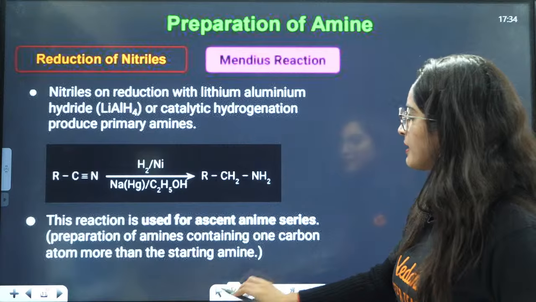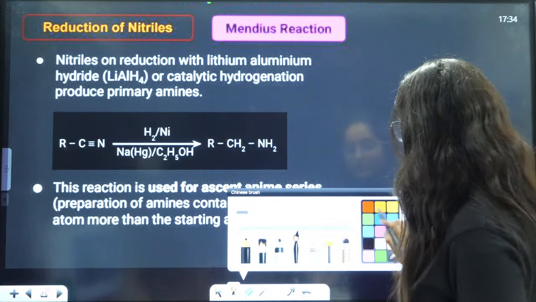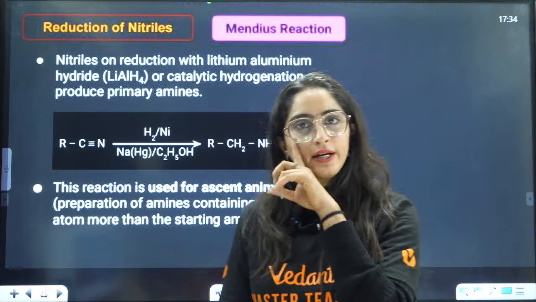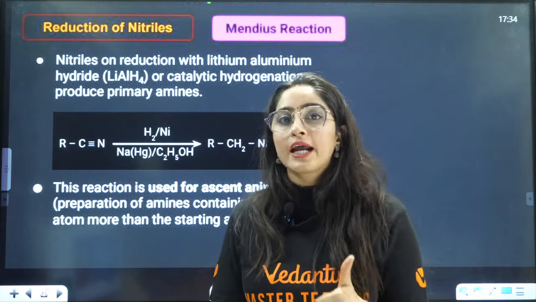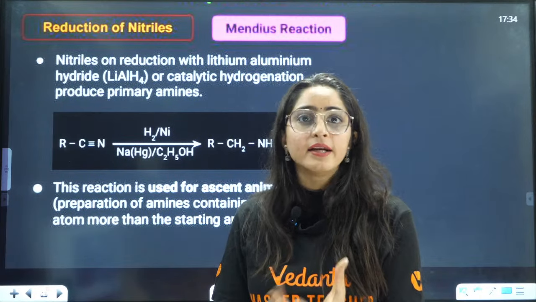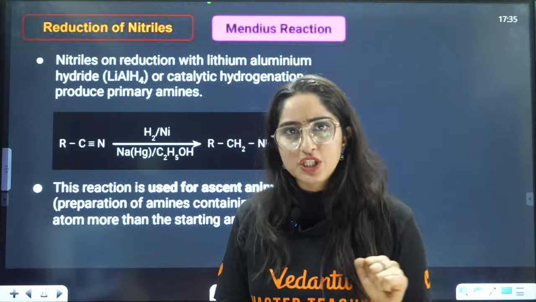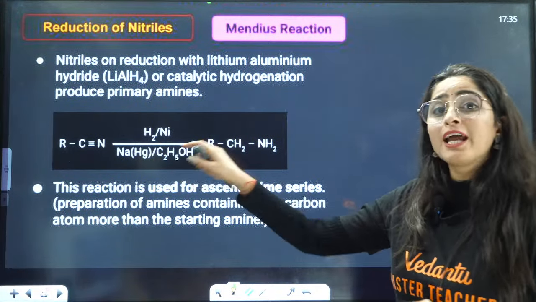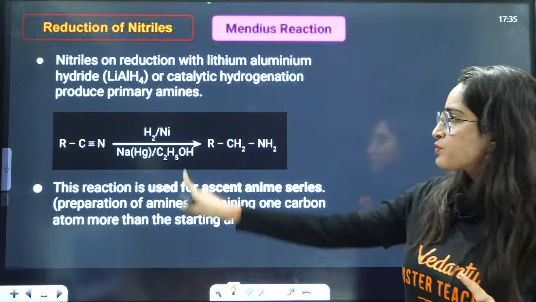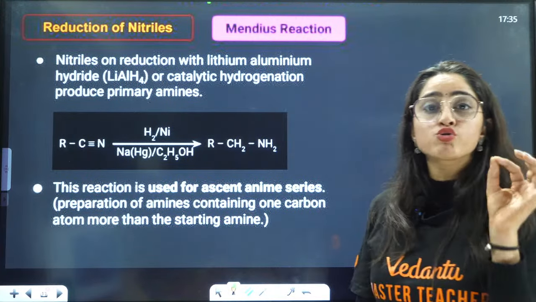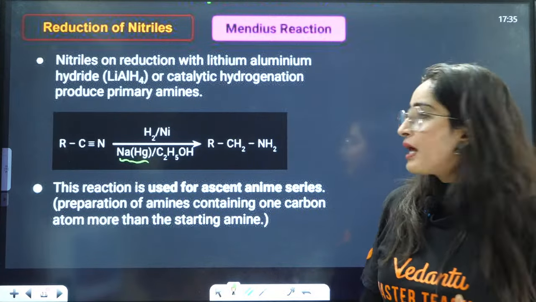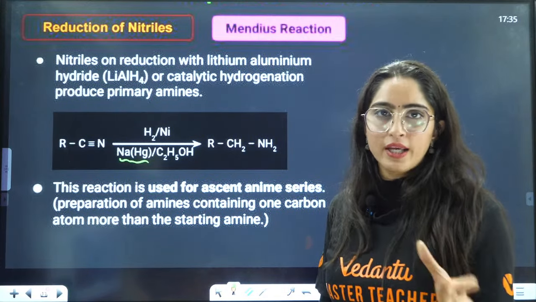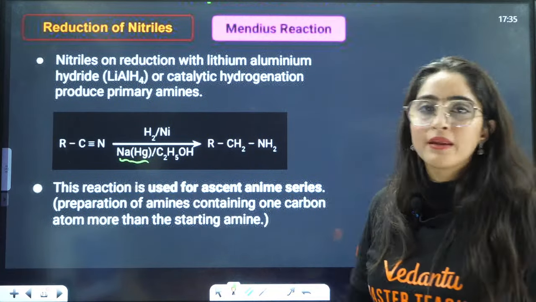Okay, now next is Mendius reaction. Guys, the next, third reaction is Mendius reaction or reduction. Till now we have done two reactions. One was reduction with tin or iron and acid, or with catalytic hydrogenation. These are the two reductions that we did. Now we are doing the third one. Here we are using hydrogen in the presence of the catalyst nickel, but along with that we are using something more, that is sodium amalgam, not zinc amalgam. Amalgam means a mixture with mercury. Sodium amalgam in the presence of ethanol.